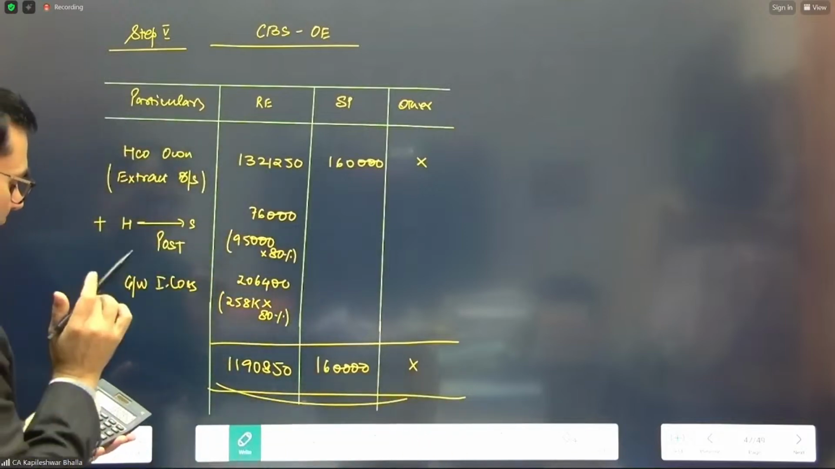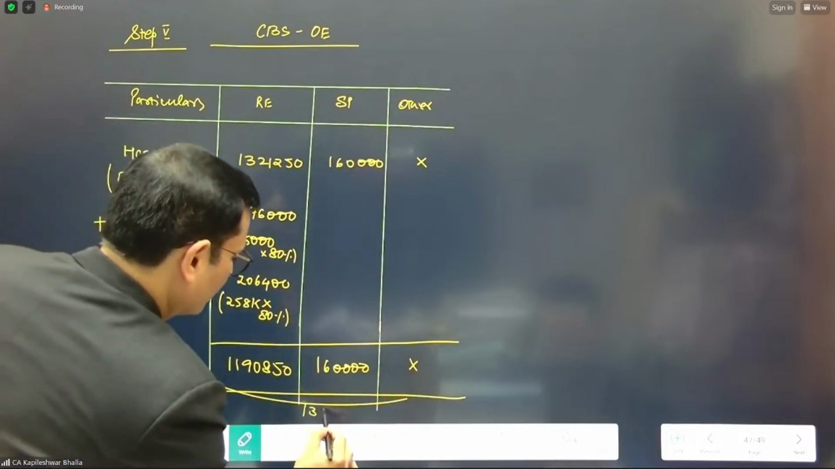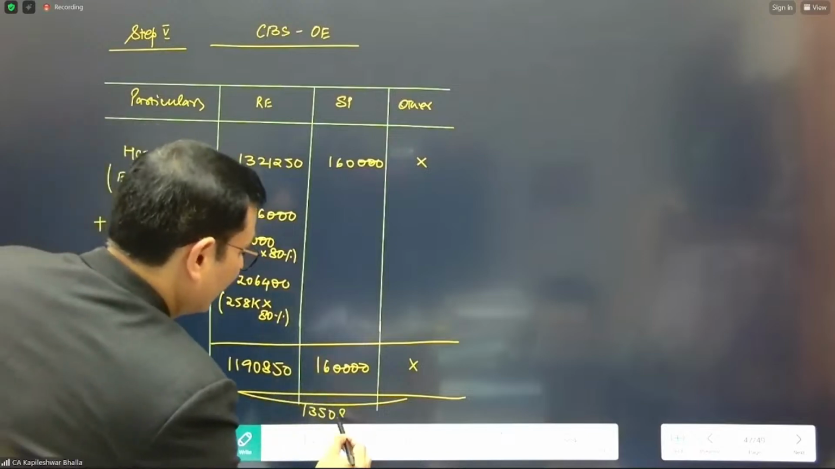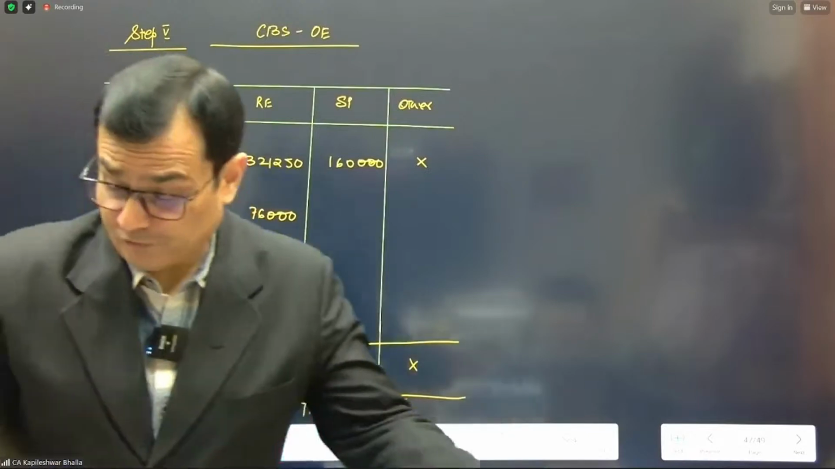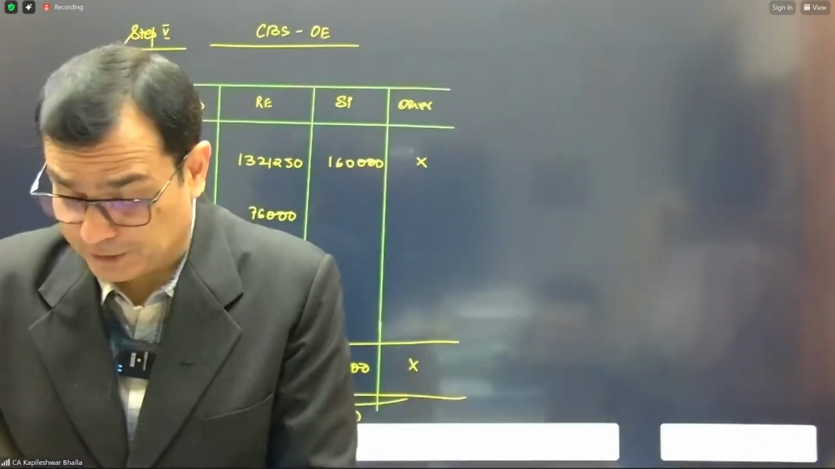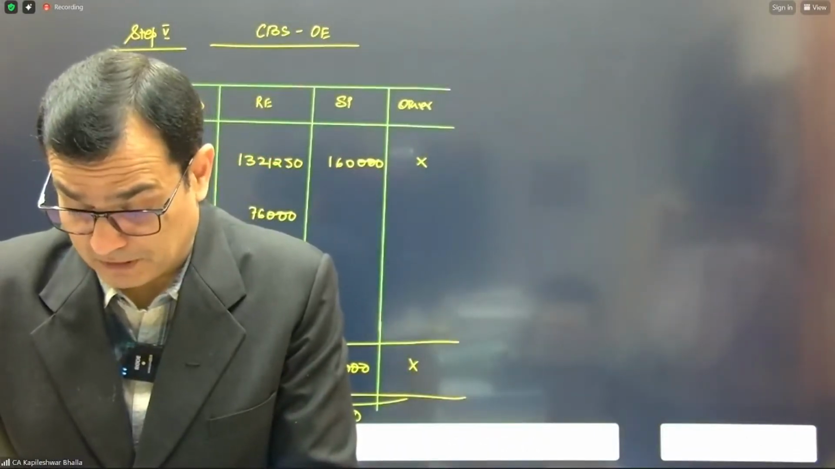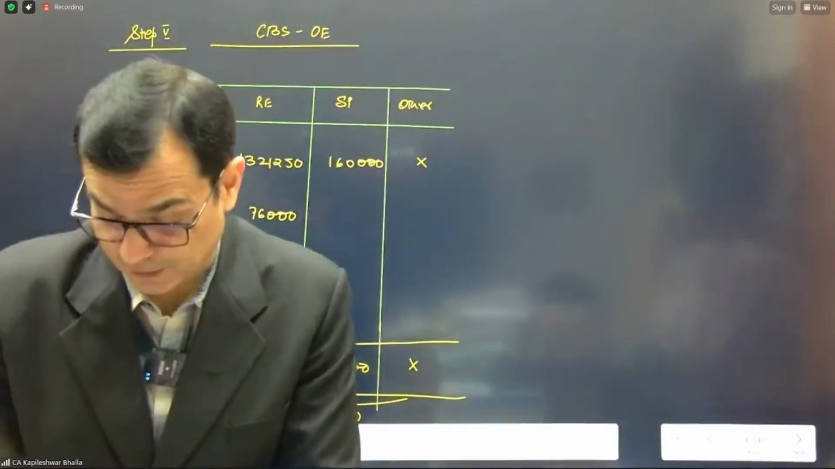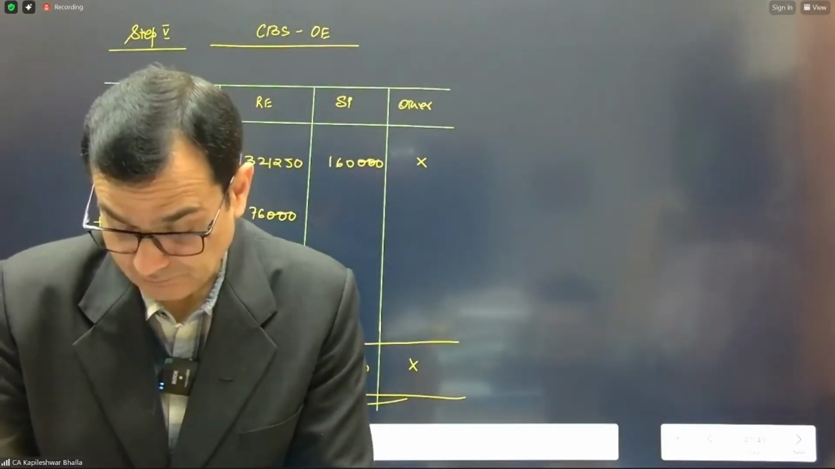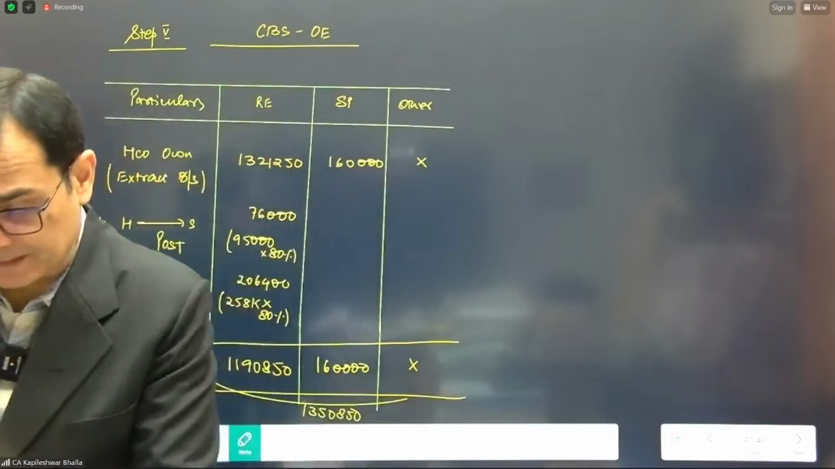So the total other equity is 1350,850. That is the other equity. Okay, I hope friends you're finding this absolutely convenient to do. I don't think there would be much concern in terms of this particular question. I guess it is going smooth indeed. Okay, and this is done.